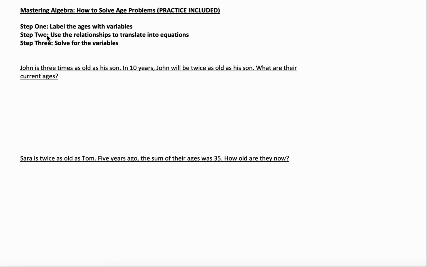I thought it'd be a good idea to take a look at how we can solve age problems in algebra. So here's some basic steps. We're going to talk about them a little bit after we do these problems. I think doing the problems and working through it will make these steps make more sense, so we can solve these problems in the future.